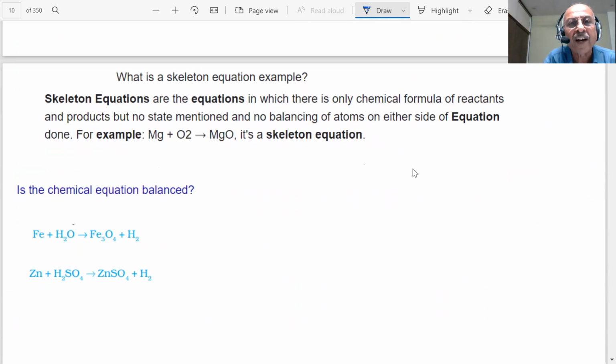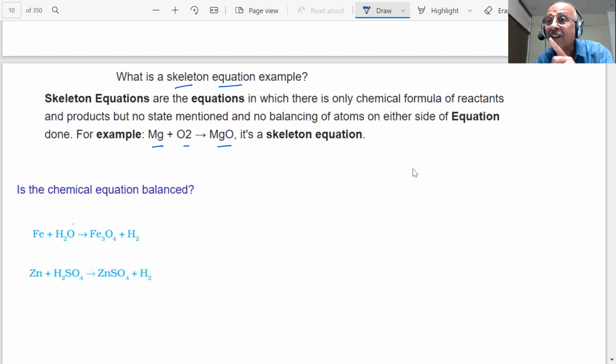What is a skeleton equation, students? It is one in which there are only chemical formulas of reactants and products, but no states mentioned and no balancing of atoms on either side of the equation. For example, when I wrote magnesium reacts with oxygen to form magnesium oxide, you can see the left hand side are the reactants, the right hand side are the products. Here there is one atom of magnesium, and two atoms of oxygen in O2, but only one in the product.